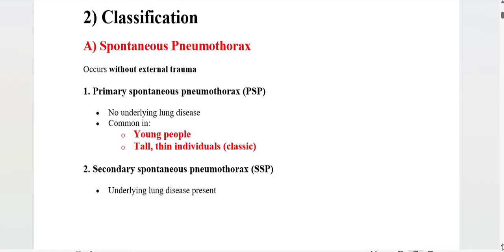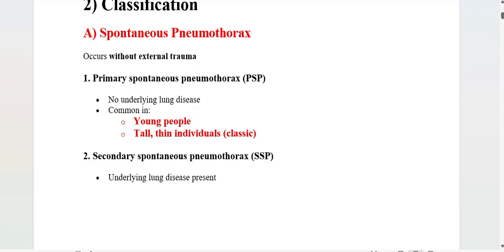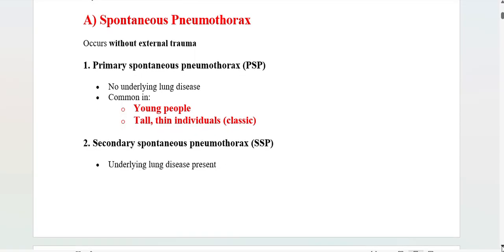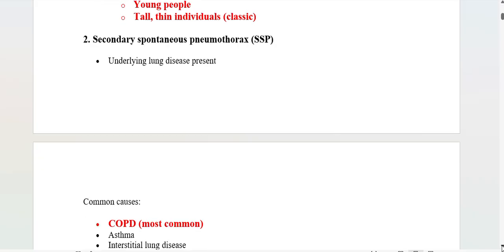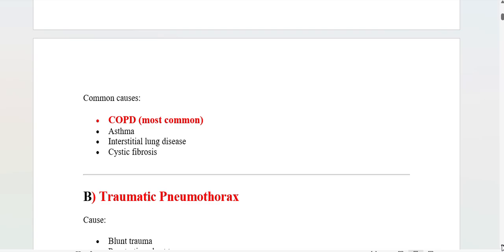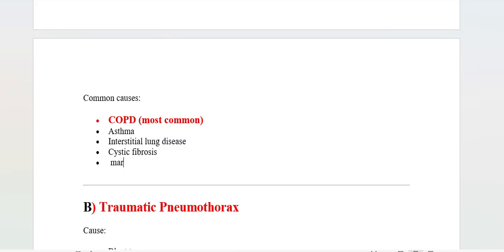The patient doesn't have any symptoms, nothing. Most of the time athletes, football players and so on. In the scenario, they are asking about football players. Spontaneous secondary is because of COPD. COPD is the most common cause, then asthma, interstitial lung diseases, and cystic fibrosis. And I also saw in eMedicine there is one more condition, Marfan syndrome, a connective tissue disorder, which also leads to secondary pneumothorax.